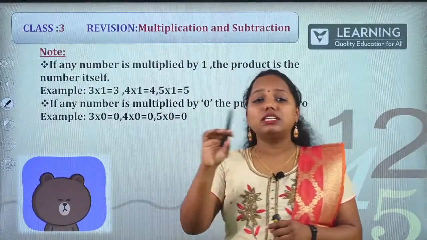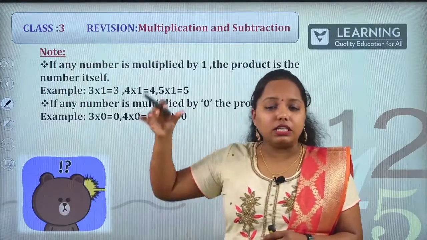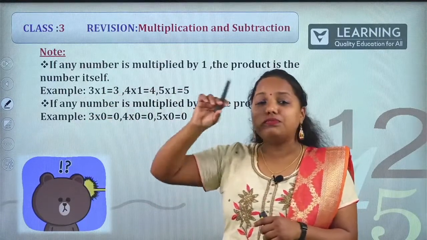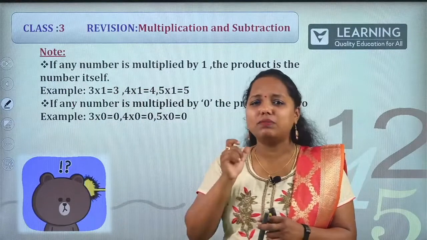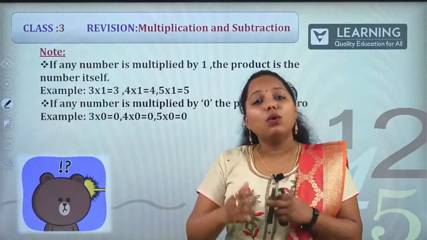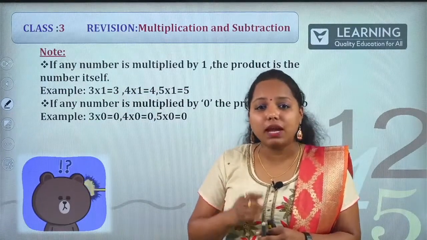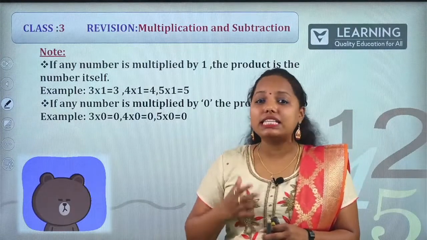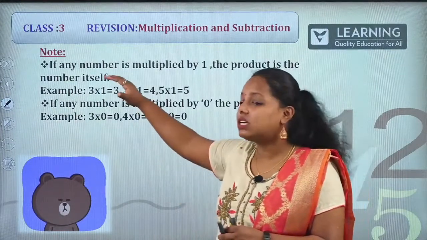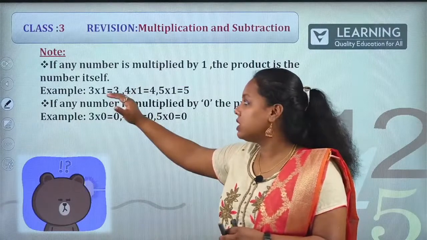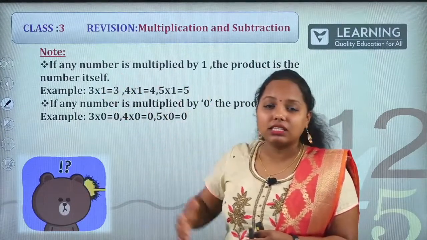Now, whatever the table, 2 1s are 2, 3 1s are 3, 4 1s are 4, 5 1s are 5. The first one which is over there, there is something similar in this. That is, whenever a number is multiplied with the 1, you will be getting back the same number itself. That is what the first point says. So, 3 1s are 3. Yes, you will be getting back the same number.